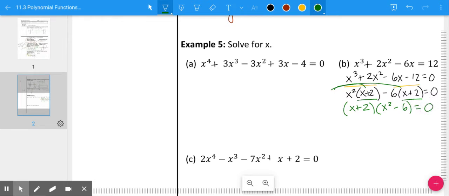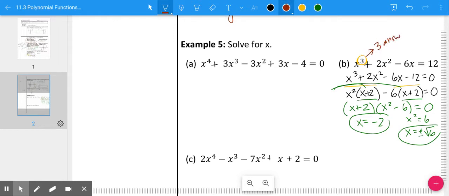Now I have factored this as much as I possibly can, so now I get my solutions. This gives me a negative 2. If you set this equal to 0, you can add the 6 over, and when you square root both sides, you're going to get two answers, plus or minus root 6. So those are all of my solutions to part B. Remember, the degree of the polynomial is the max number of solutions. So since this is a degree 3, I'm expecting 3 answers. Now, it's possible some of those are imaginary or some of those are repeated, but if I get 3 answers, I feel pretty good about that.